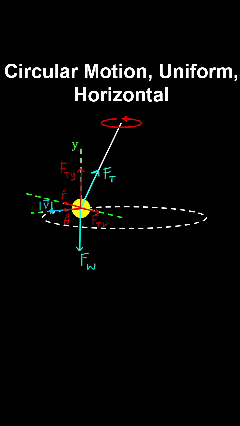So by Newton's second law in the radial direction, we have the tensile force in the radial direction equal to the mass of the ball times the centripetal acceleration, where r is the radius of the circle. And in the vertical direction, putting the force of weight on the other side of the equation, you can obtain the magnitude of the tensile force using Pythagoras' theorem.